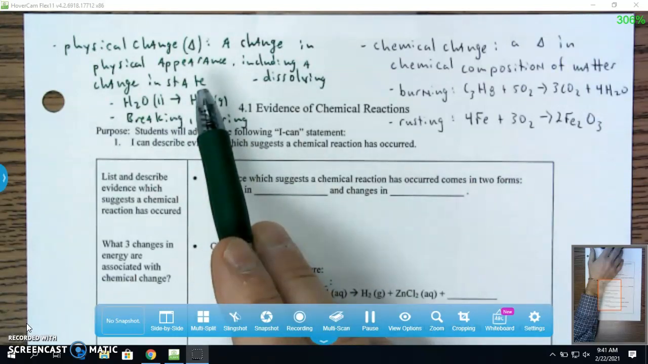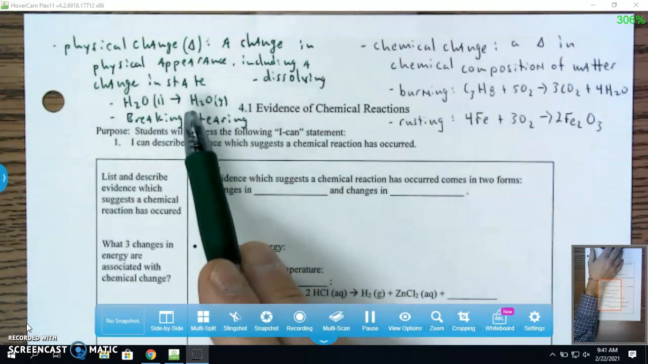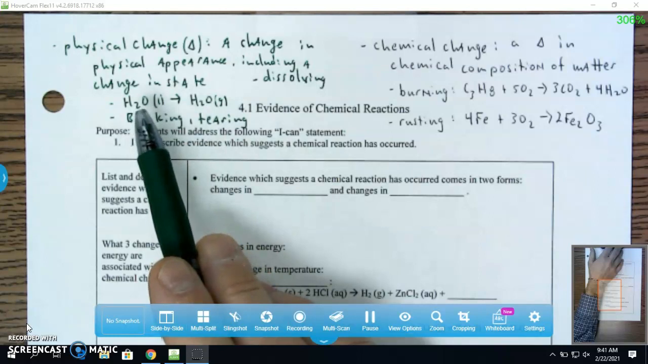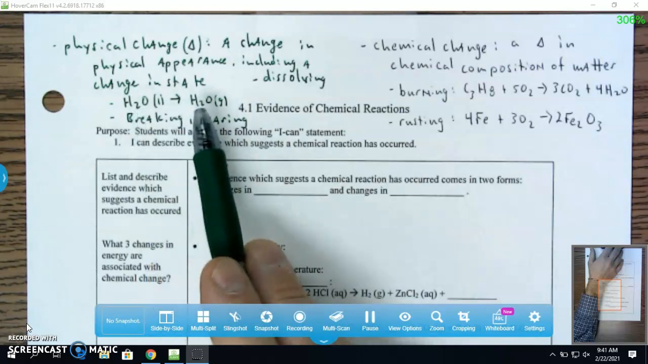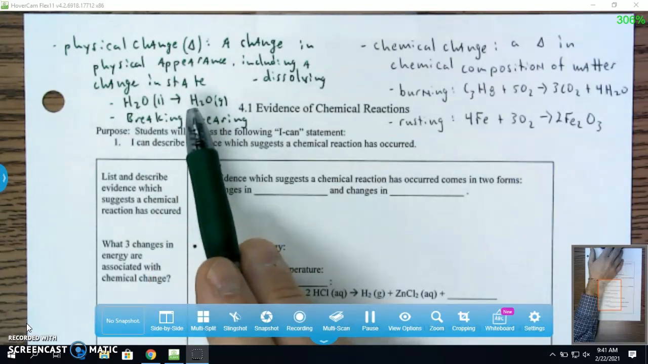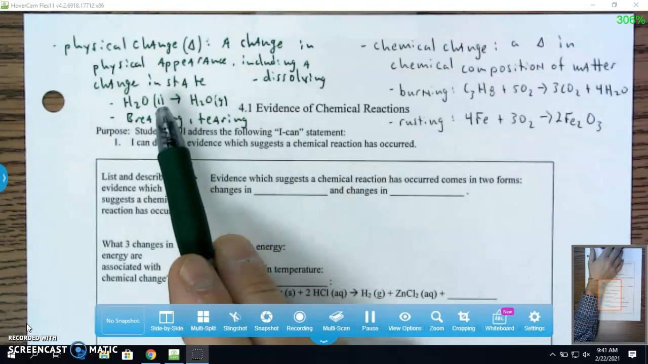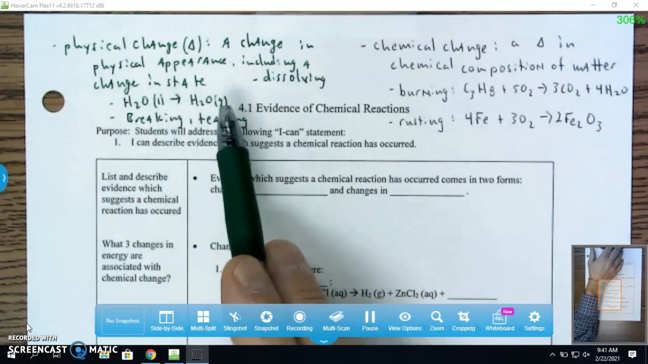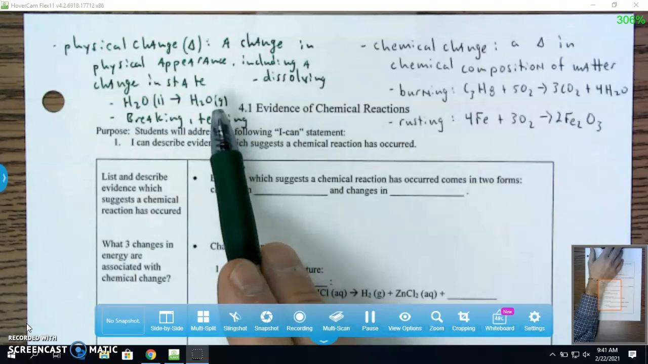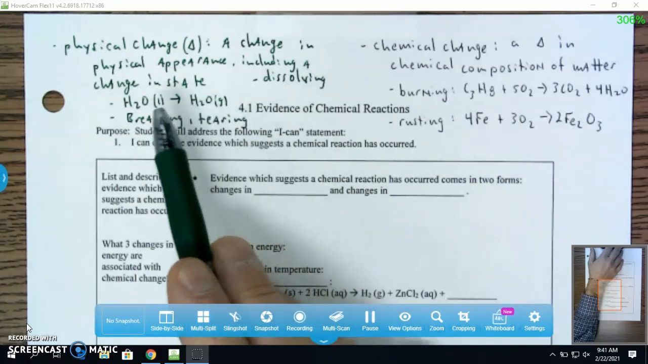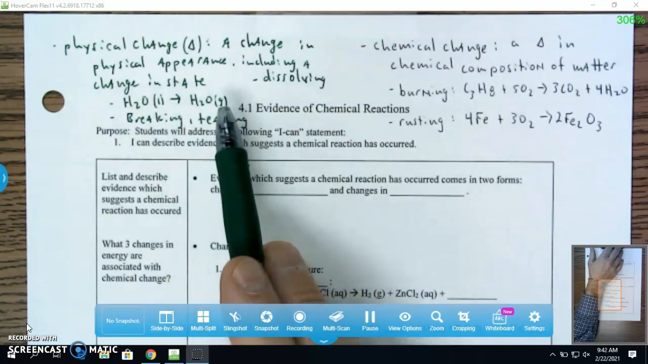Now I've included three examples here. The first example is a change in state. You can see it's water beforehand and it's water afterwards. You just have a change in state. It starts out as a liquid, and it changes to a gas. So of course the type of change that occurred here is boiling. Boiling changes a liquid to a gas.